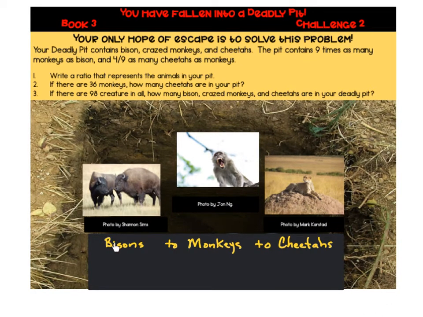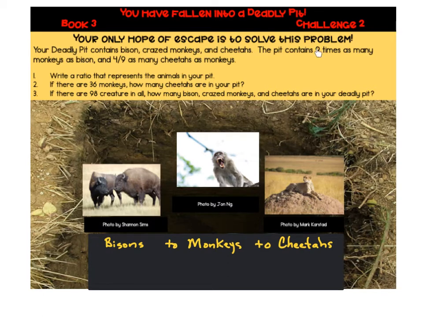Alrighty, so the first thing I like to do is write the words bison to monkeys to cheetahs. What I'd like you to do right now is pause the video and copy this down. I will wait for you, my friend. Alrighty, so now we've got bison to monkeys to cheetahs, and if we look up here, we can see that the pit contains 9 times as many monkeys as bison.